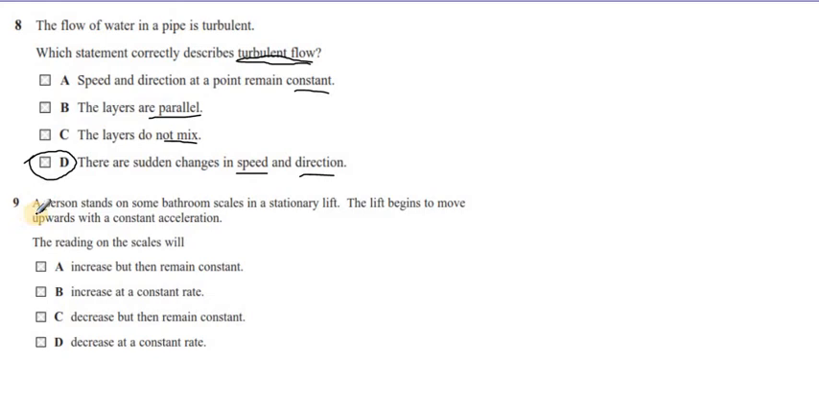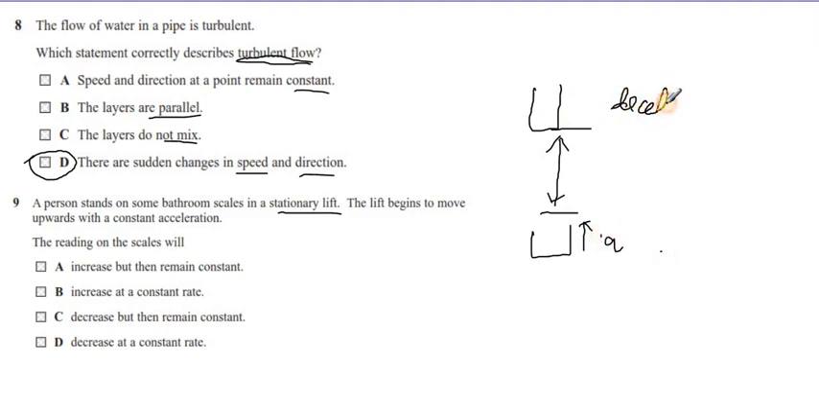A person stands on a bathroom scale in a stationary lift. The lift begins to move upward with a constant acceleration. The reading on the scale will, remember, it's all about the lift motion. So as the lift starts moving upward, initially you have acceleration, and then after moving a little bit, the lift keeps moving with a constant velocity between the two floors, and then when the floor is about to reach, the lift decelerates. So you have acceleration and you have deceleration.